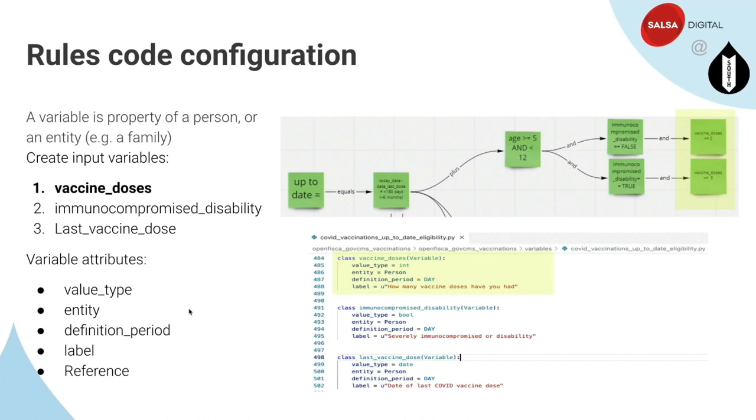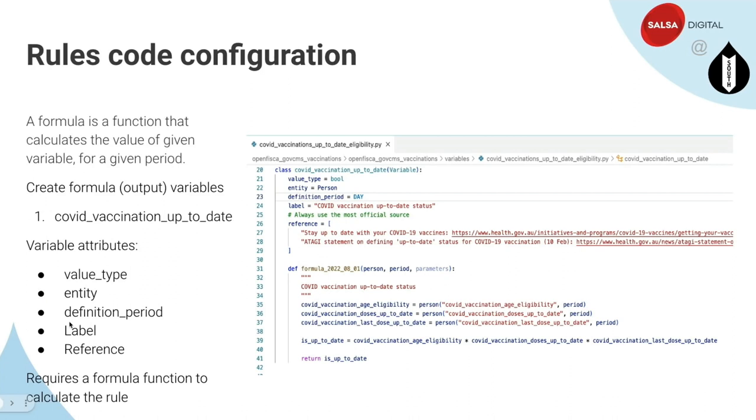So the attributes of these variables are the value type, entity, definition period, etc. If you look at this example, the number of vaccine doses is a variable. It's of the type int. The entity is person, because everything we are defining is for a person in this case. The definition period is day, and the label is how many vaccine doses have you had. Similarly, immunocompromised disability is a Boolean, yes or no. And accordingly, the entity is always person. For our whole example, the entity would always be person. Then we would create the formula based on all the inputs that we receive, and give out the output variables.